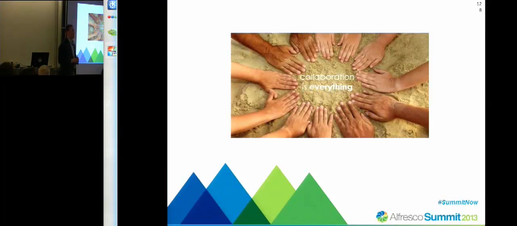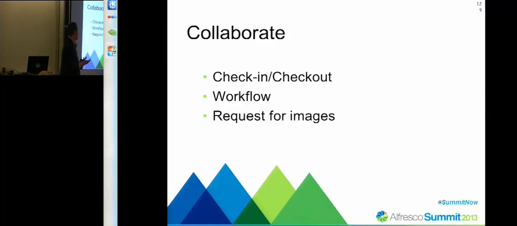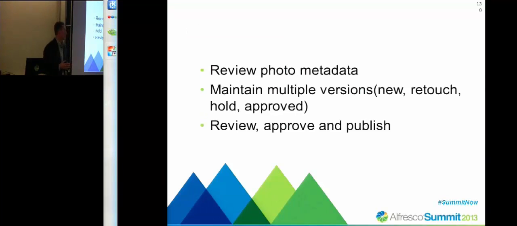So collaboration is everything. So these documents or images are in your system. Users across your organization need to access them. They need to do certain things with them. They need to publish them to sites possibly. So you need to collaborate. You're going to get the basic check-in, check-out. Users can edit the images, check them out. Other users won't be able to make changes to them until they're checked back in. You'll get workflow. You might get requests for images, which might come through the Alfresco Cloud Sync.